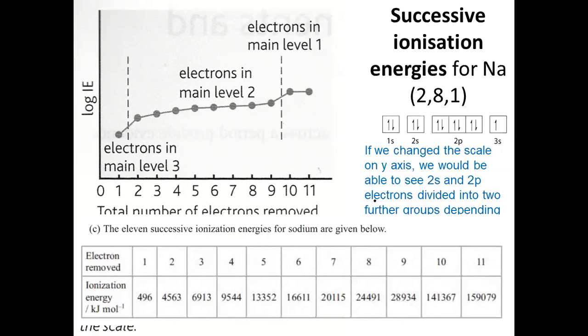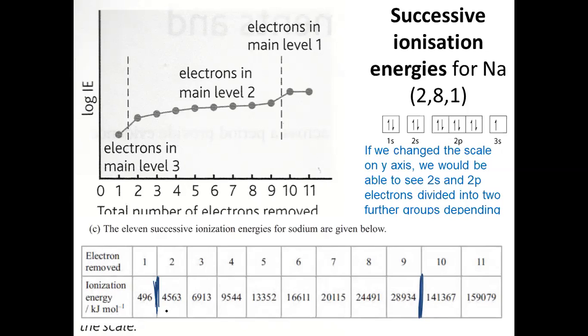Now, this is for the same atom, for sodium, with the information given as numbers instead of a graph, for successive ionization energies. If you just look at the numbers, you can see you've got 496, 4,563. There's a big jump in here. From here to here, so this is like 4,500, 7,000, 9.5, 13, 16, 20, 24, 28, 141. So you can see there's another big jump.